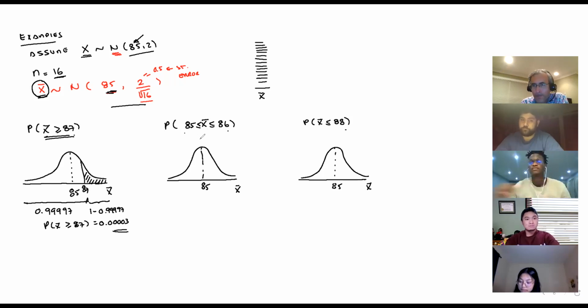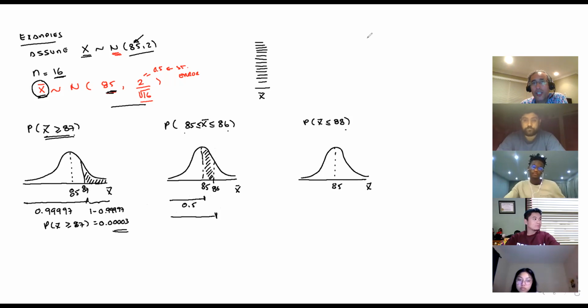Okay. Okay, so now we go between 85 and 86, right? So we're looking at this part here. I know that up to 85 is what, guys? 0.5. 0.5 is exactly a half. And from here to here, well, I don't know. Let's do that. 86. So let's do Excel again.